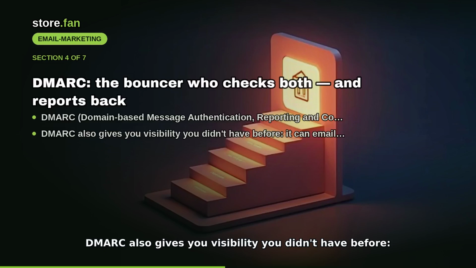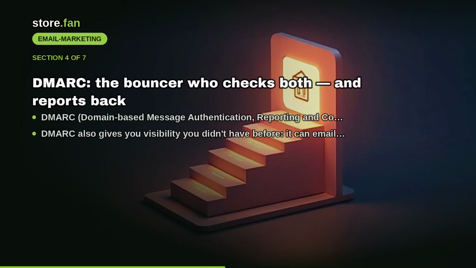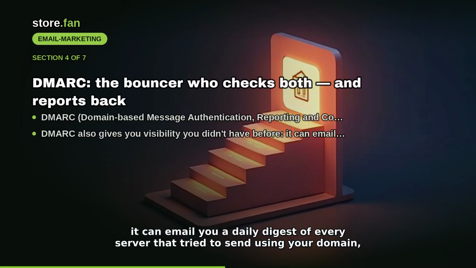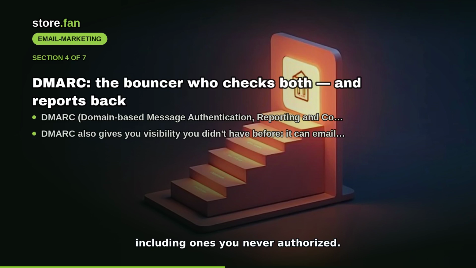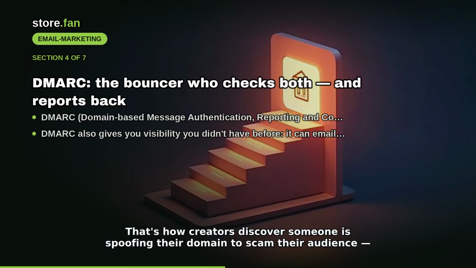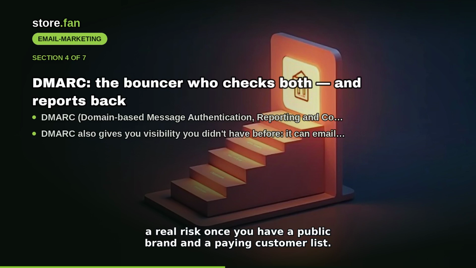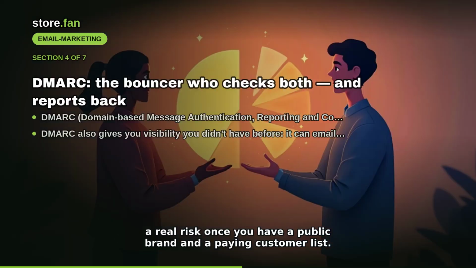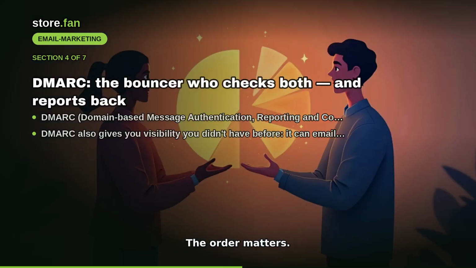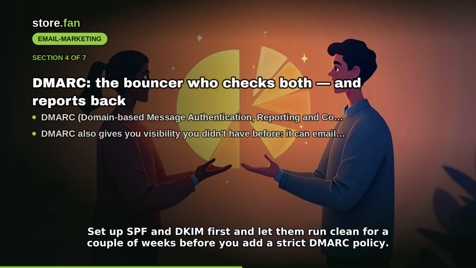DMARC also gives you visibility you didn't have before. It can email you a daily digest of every server that tried to send using your domain, including ones you never authorized. That's how creators discover someone is spoofing their domain to scam their audience. A real risk once you have a public brand and a paying customer list. The order matters. Set up SPF and DKIM first, and let them run clean for a couple of weeks before you add a strict DMARC policy.